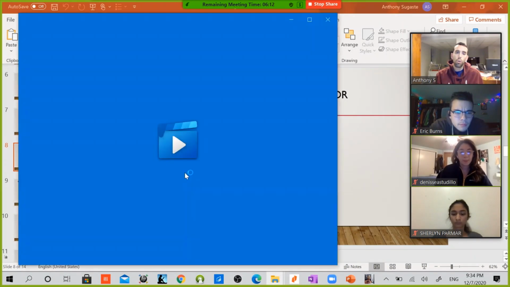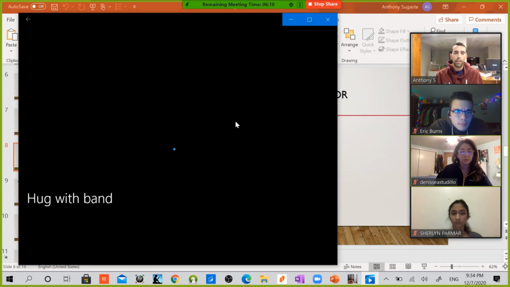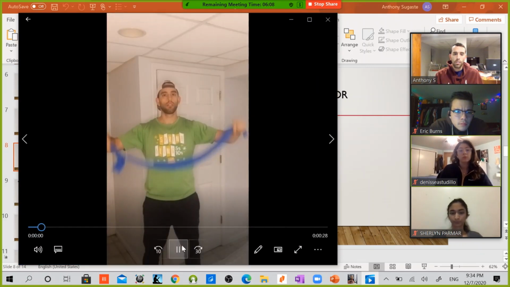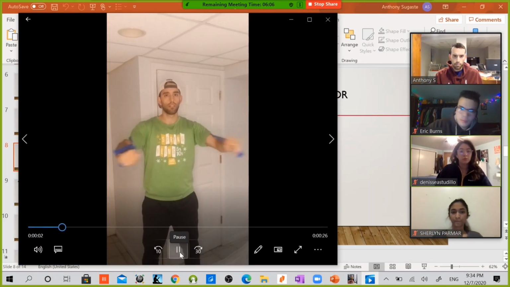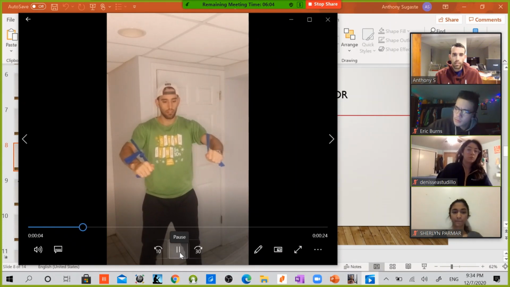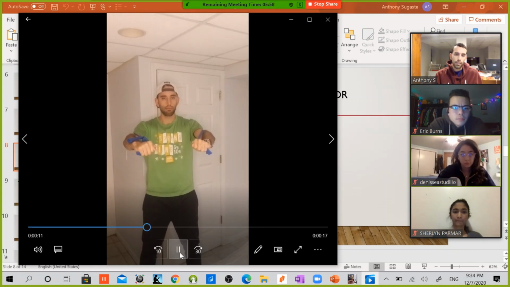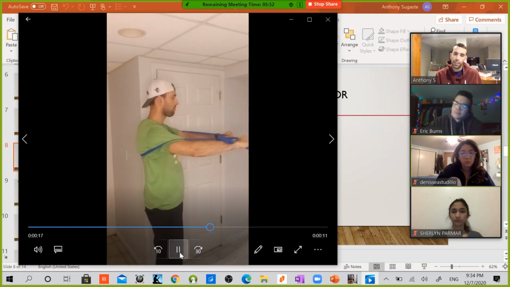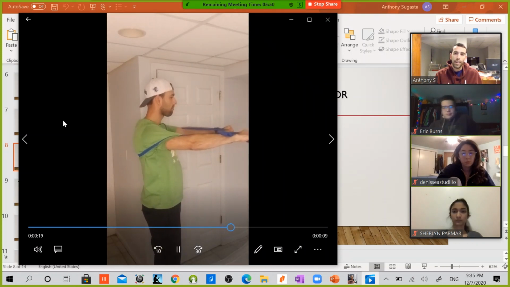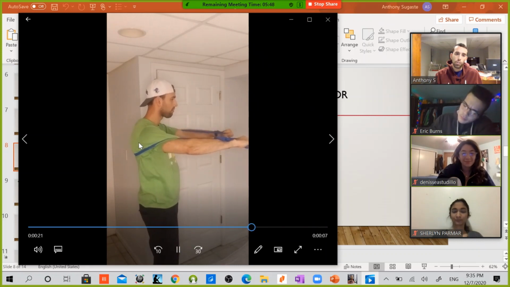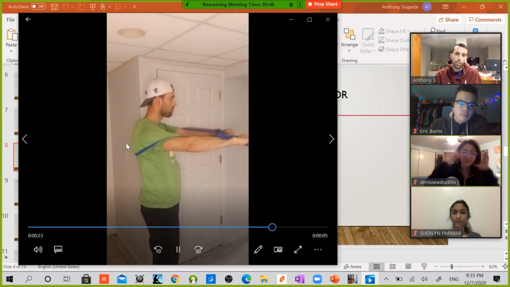So this is one from one of the research articles I found. I call it a bear hug. This is the front position. You're basically trying to give a hug to somebody, or I was trying to think of trying to flex on someone in the gym. But as you can see, my shoulder blades are coming forward and retracting back.